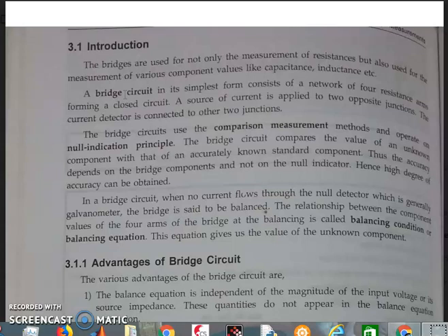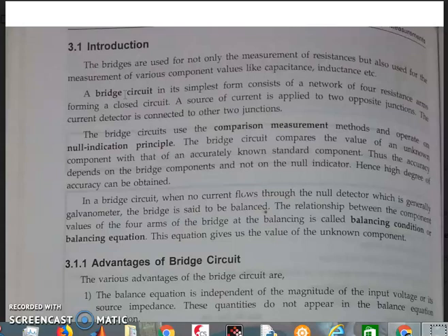a closed circuit. A source of current is applied to two opposite junctions. The current detector is connected to the other junctions. The bridge circuit uses the comparison measurement method and operates on the null indication principle. The bridge circuit compares the value of an unknown component with an accurately known standard component. Thus, the accuracy depends on the bridge components and not on the null detector. Hence, a high degree of accuracy can be obtained.